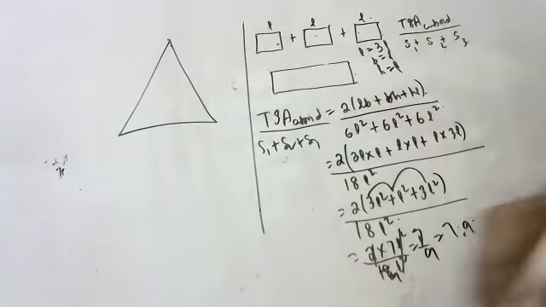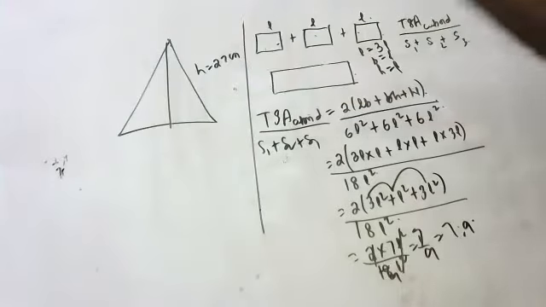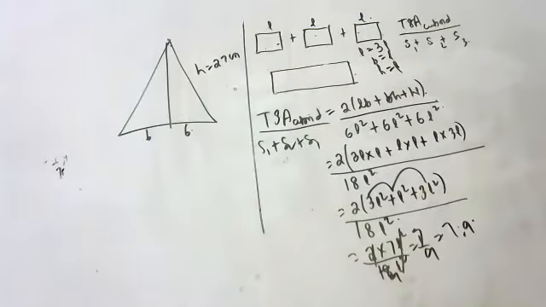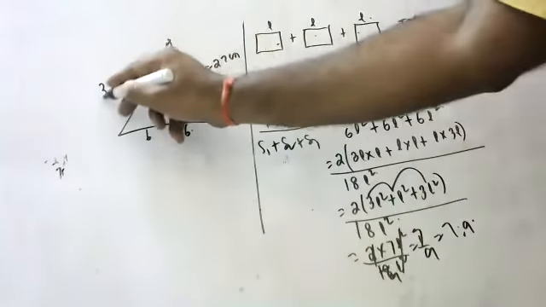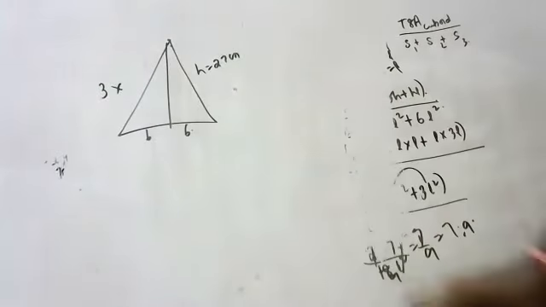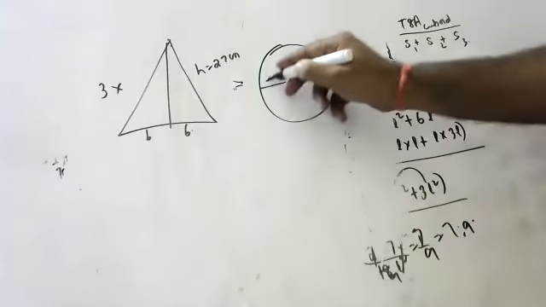A solid cone of height 27 centimeters, radius of the base is 6 centimeters. Three such cones are melted and made into a solid sphere. Find the radius of the sphere.